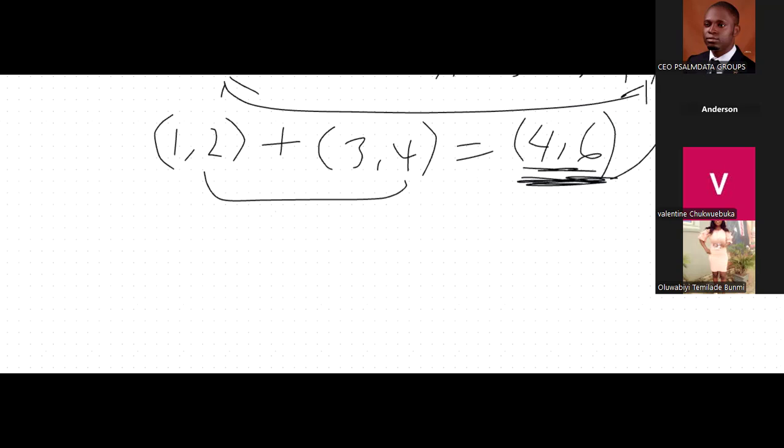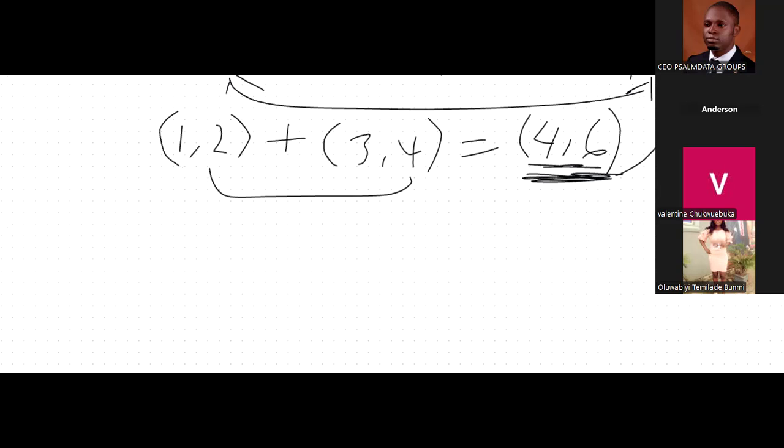Now, the first one we did is for addition. But you know that in vector spaces, we can do addition, we can do multiplication. What if we want to multiply? Let's say 3. Oh, sorry, I'll need to pick the pen now. Let's say you are given this vector to work with. What will be the result?